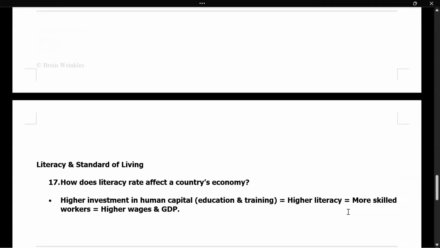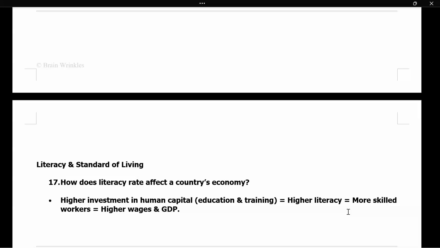When it comes to literacy rate and standard of living, why is it related and how does literacy rate affect countries' economy? It is very important that you know higher investment in human capital, which is education and training, will lead to a higher literacy rate, which means you're going to have higher skilled workers, which will increase higher wages and it will increase GDP.